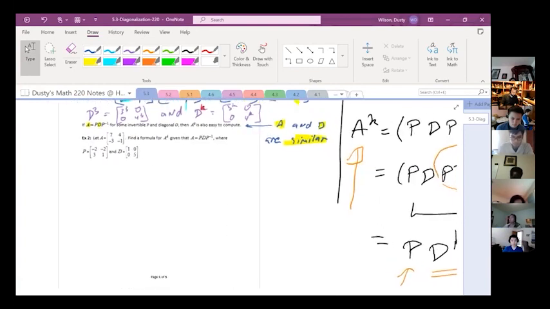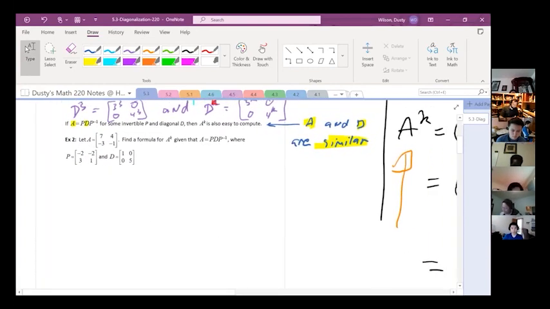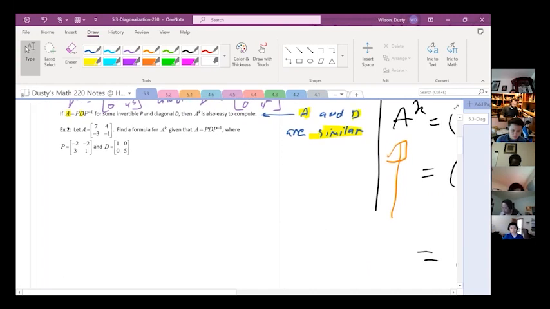Okay. So let's do some practice. If we let A equal [7, 4; -3, -1], I want to find a formula for A to the k, given that A equals P D P inverse. And here I was really nice.